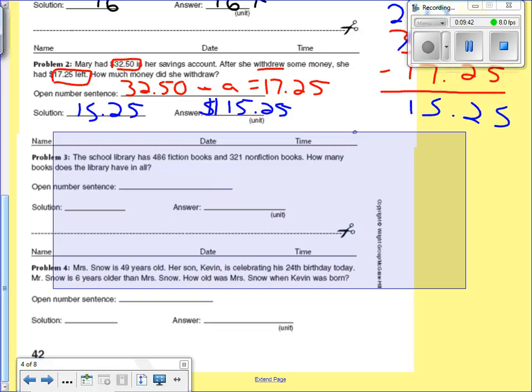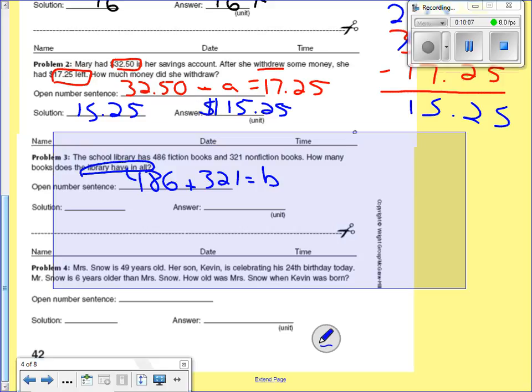The school library has 486 fiction books and 321 nonfiction books. How many books does the library have in all? See, in this situation, we don't know what the ending is, right? So we're going to go ahead and start with 486 plus 321 because they want to know how many books there are in all equals, we'll put B for books.